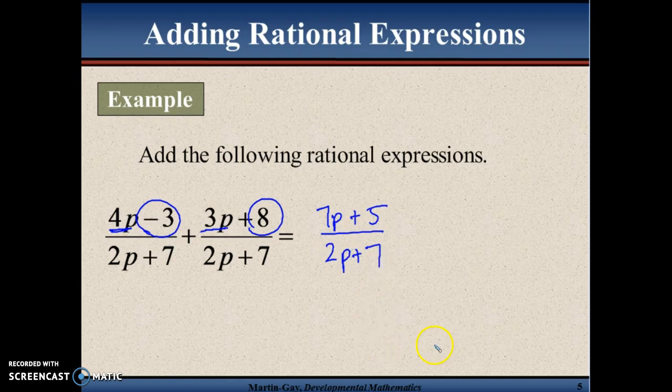Look to see if you can simplify from here. I can't factor the top or the bottom, and they're not the same, so I can't cancel them out. So then my final answer stays 7p plus 5 over 2p plus 7. Always look to see if you can keep going. You want everything to be in simplest form.